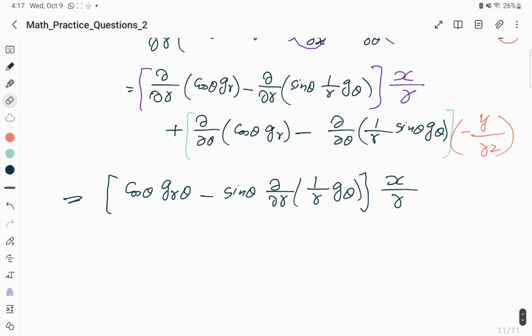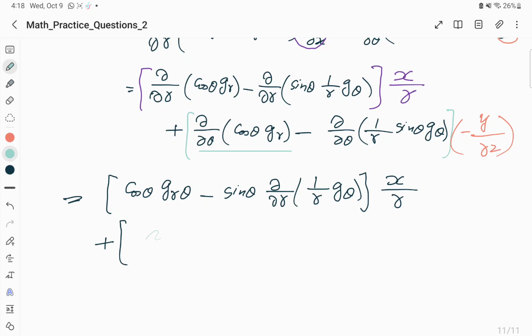Now I go into the second line. Again we apply similar arguments. So here we are taking the derivative of this cos of theta g r with respect to theta, but you can notice they both depend upon this theta, because cos theta is clearly depending upon theta, and g r is also a function of r and theta. So we apply the product rule over here. So let's apply the product rule.